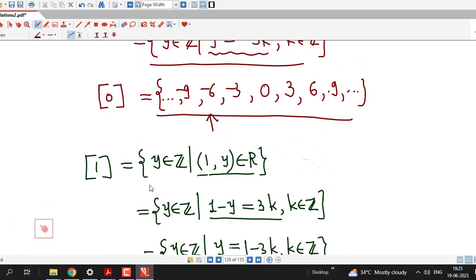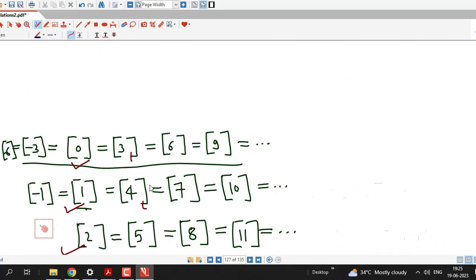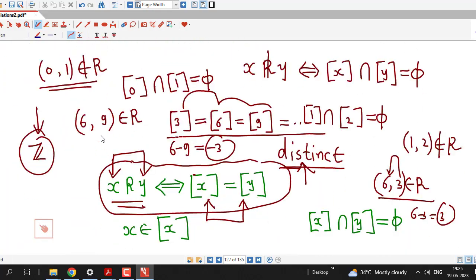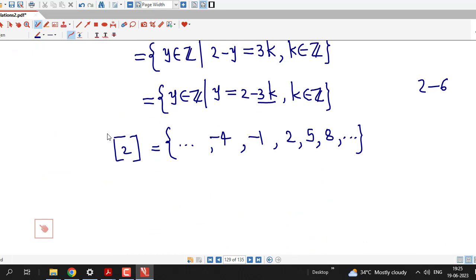And the equivalence classes generated by the remaining elements will be equal to the equivalence classes generated by 0, 1 and 2. And here we have to mention that in the answer also.